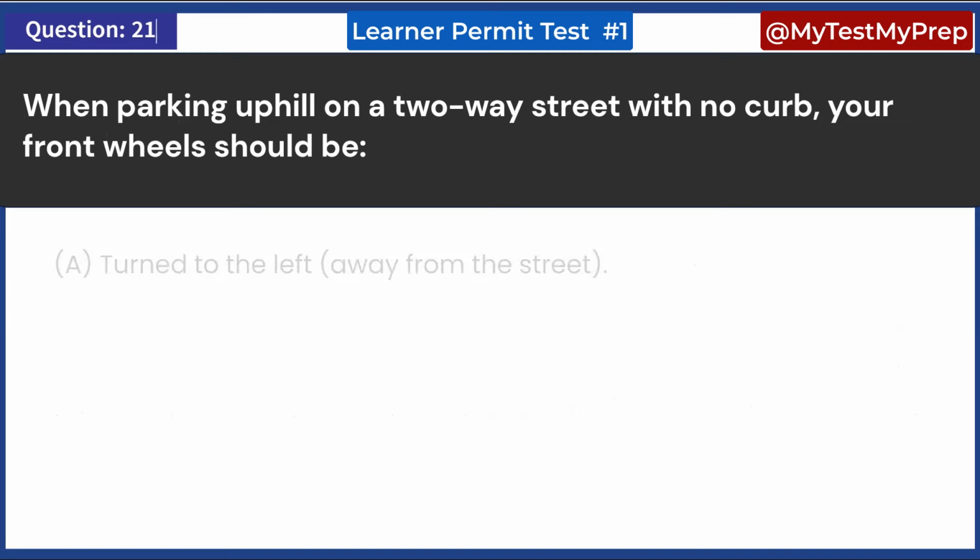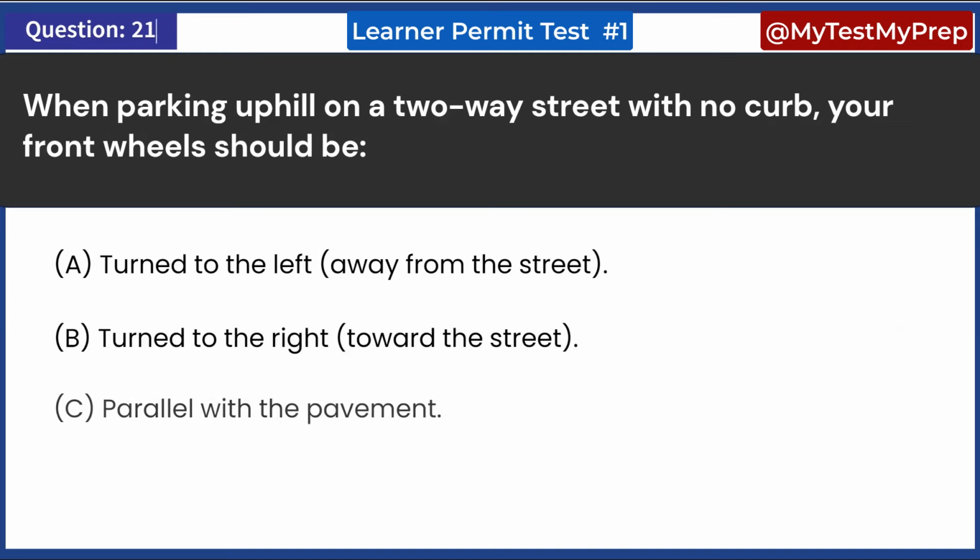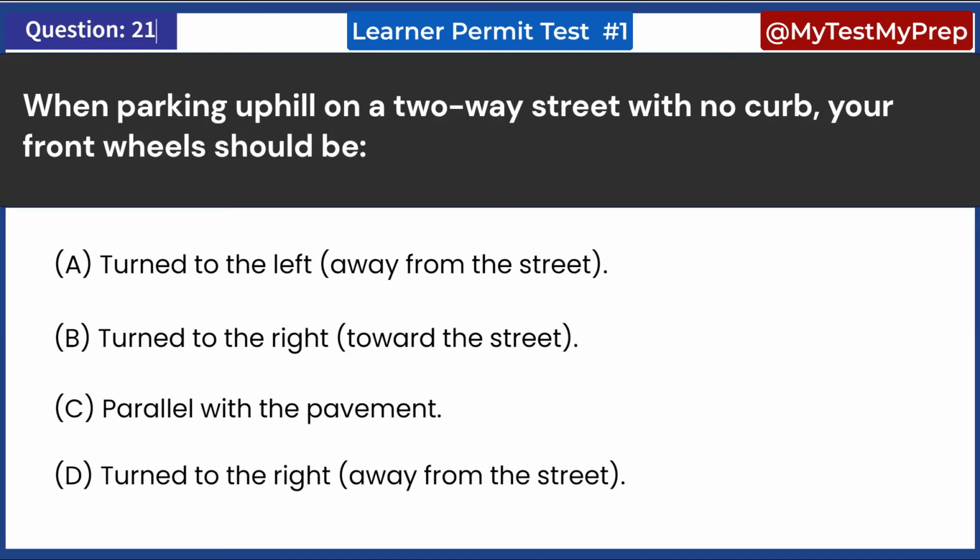When parking uphill on a two-way street with no curb, your front wheels should be: A. Turned to the left, away from the street. B. Turned to the right, toward the street. C. Parallel with the pavement. D. Turned to the right, away from the street. Answer: A. Turn to the left, away from the street.